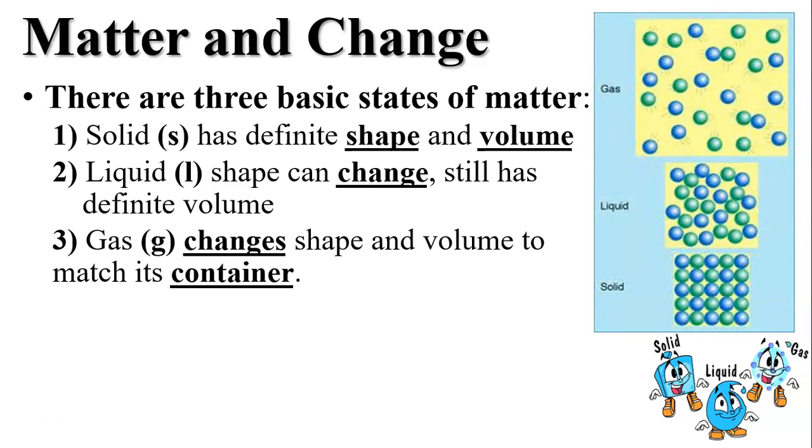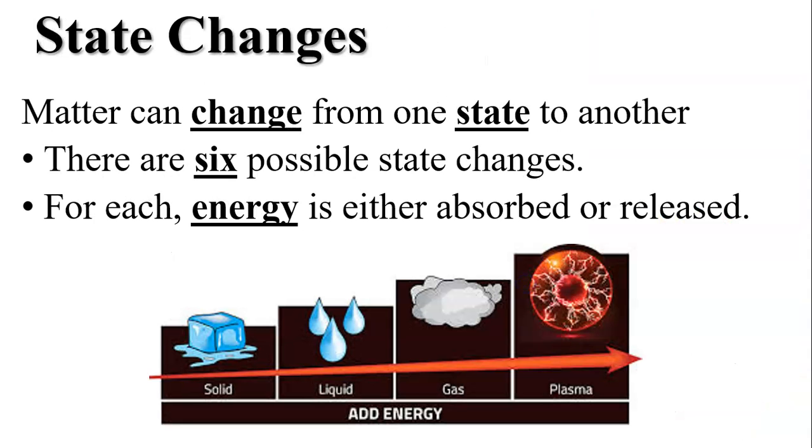So think about if you had a bottle of water. If you have a bottle of water, it has the shape of the bottle, but let's say it's still just half a liter. Well, if you pour that half liter bottle of water into a different type of glass, the shape would change, but the volume stays the same. Gases will change shape and volume to match their containers. So the more space, the more volume you allow that gas, the more space it'll take up.